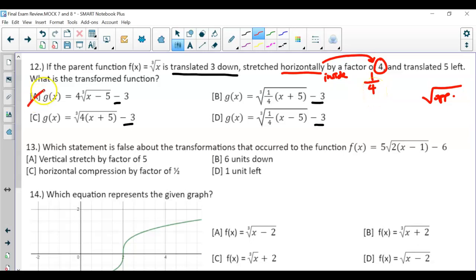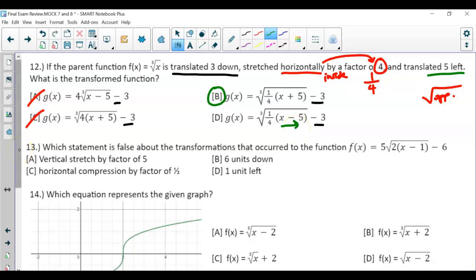So I can go ahead and cross out A and C. Then we're talking about translated 5 to the left. And again, inside is opposite. That's why the answer was B. Because here, if you chose D, this doesn't represent 5 to the left. This represents 5 to the right.